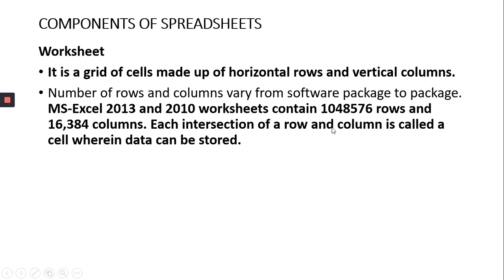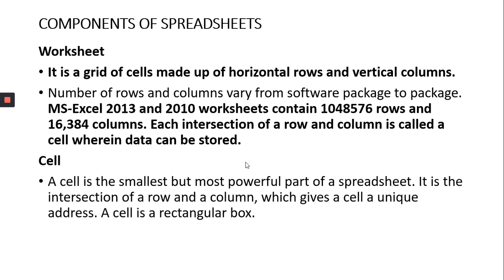Each intersection of a row and a column is called a cell wherein data can be stored. A cell is the smallest but most powerful part of a spreadsheet. So every small square that you saw is a cell, and that is the most powerful part.